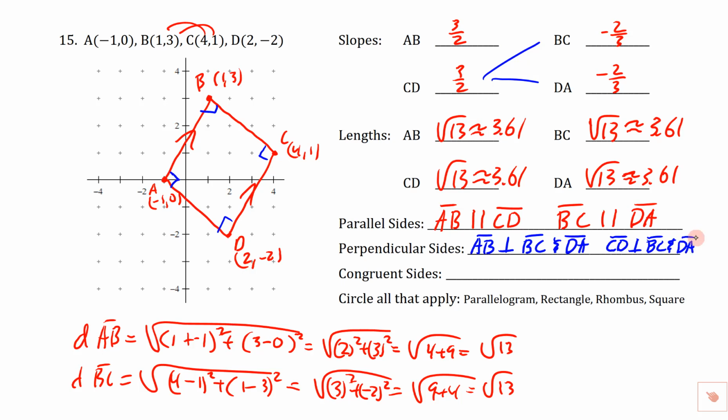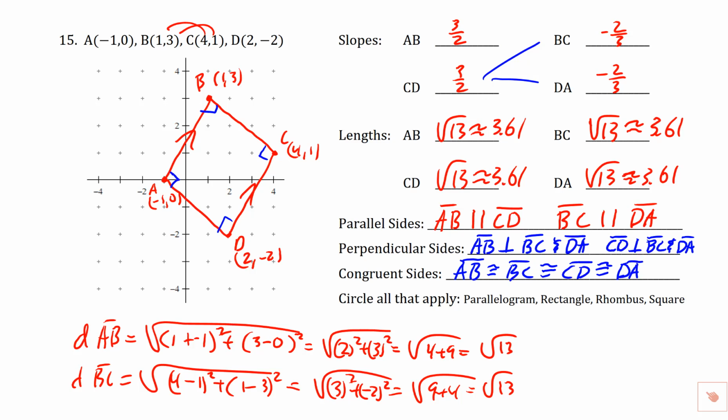Okay, now what are the congruent sides? The congruent sides are going to be the ones that are equal to each other. So that's all of them. So we're going to say AB congruent to BC, congruent to CD, congruent to DA. Okay, and that completes it.